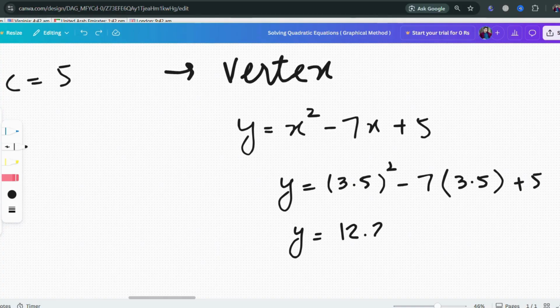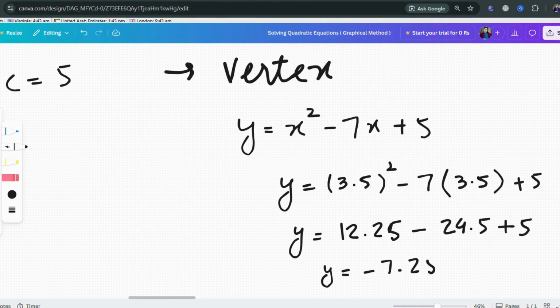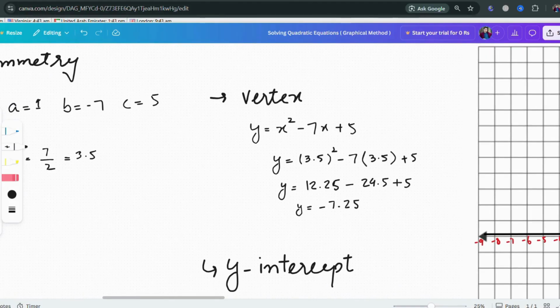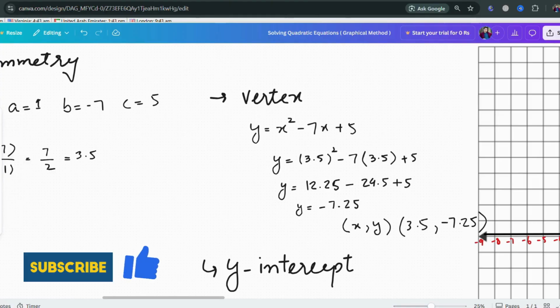Let me just write 12.25 minus 7 times 3.5, that is equivalent to 24.5, plus 5. Now let's solve all of them together. 12.25 minus 24.5 plus 5 is equivalent to minus 7.25. So now I got the vertex, all right? A vertex is represented as x and y. So I got x equals 3.5 and y is negative 7.25. So now I've already got the vertex.